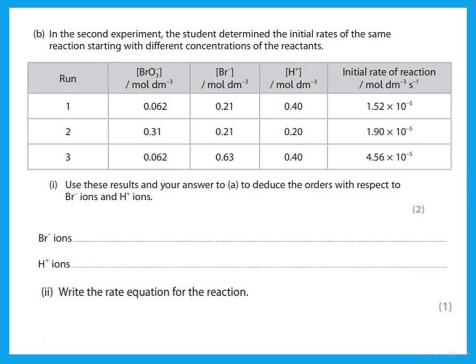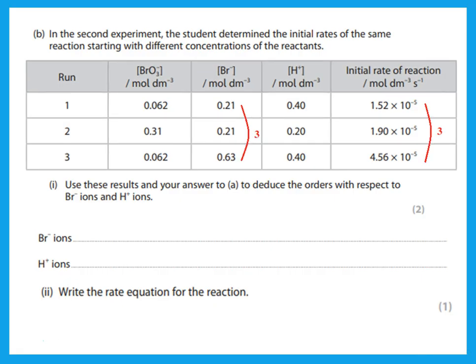In the second experiment, the student determined the rates of the same reaction with different concentrations of the reactants. So we want to determine the order with respect to bromide ion and H+ ion. So which experiments can I use? Experiments 1 and 3, the bromate is constant and the H+ is constant. So looking at the bromide, what happened to the bromide? It tripled. What happened to the rate? Tripled. That means it is first order.